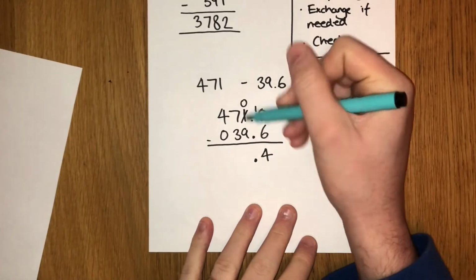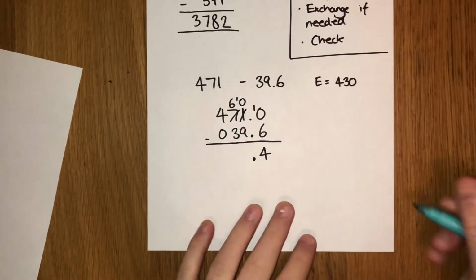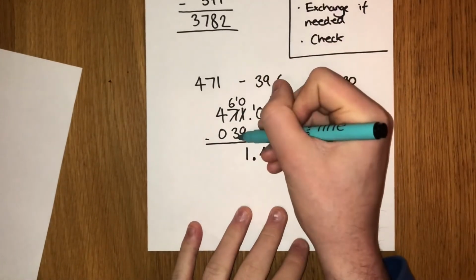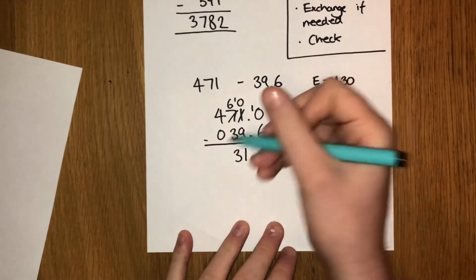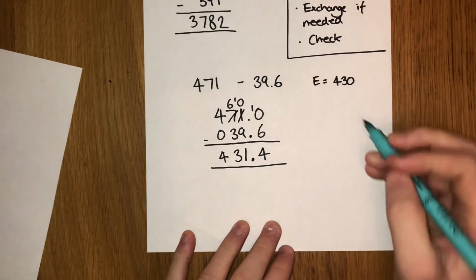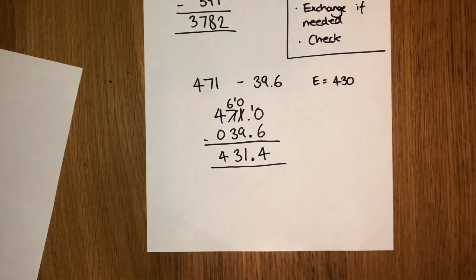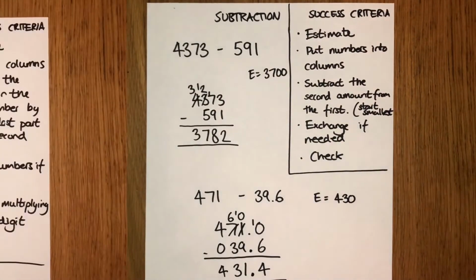Then I've got 0 ones take away 9, again, need to exchange. So then I'm left with 10 ones take away 9, which is 1. 6 tenths take away 3 tenths, which is 3. And 4 hundredths take away nothing is 4 hundredths. My answer is 431.4, which is very close to my estimate. Subtraction, smashed it. Okay, now I'm going to move on to multiplication.